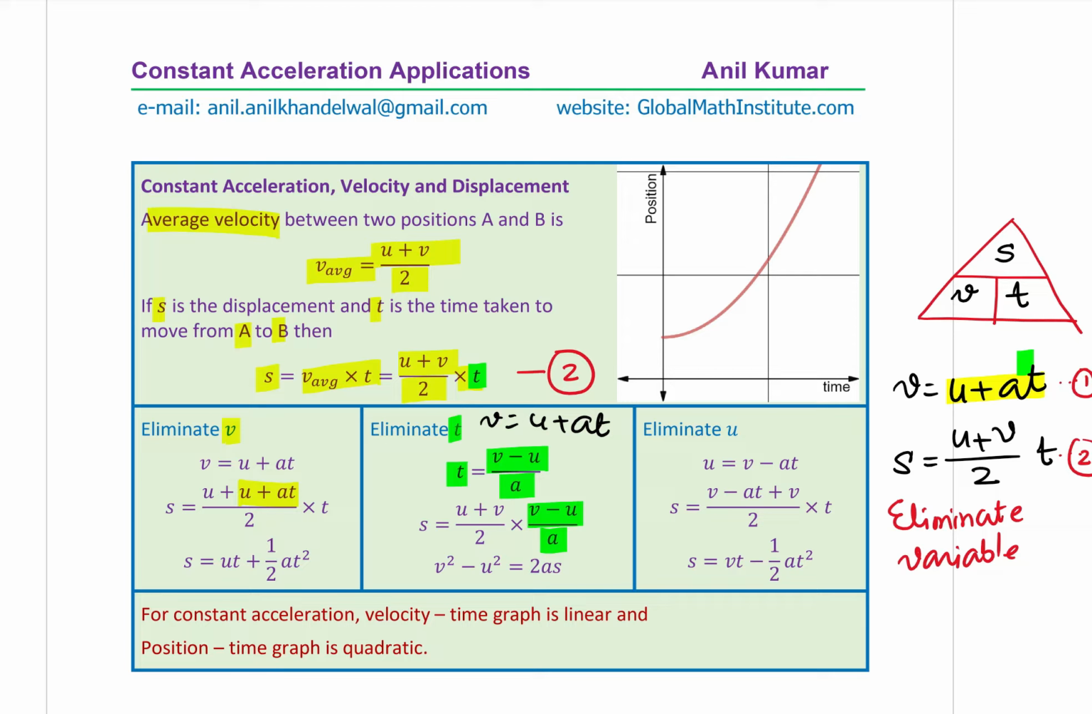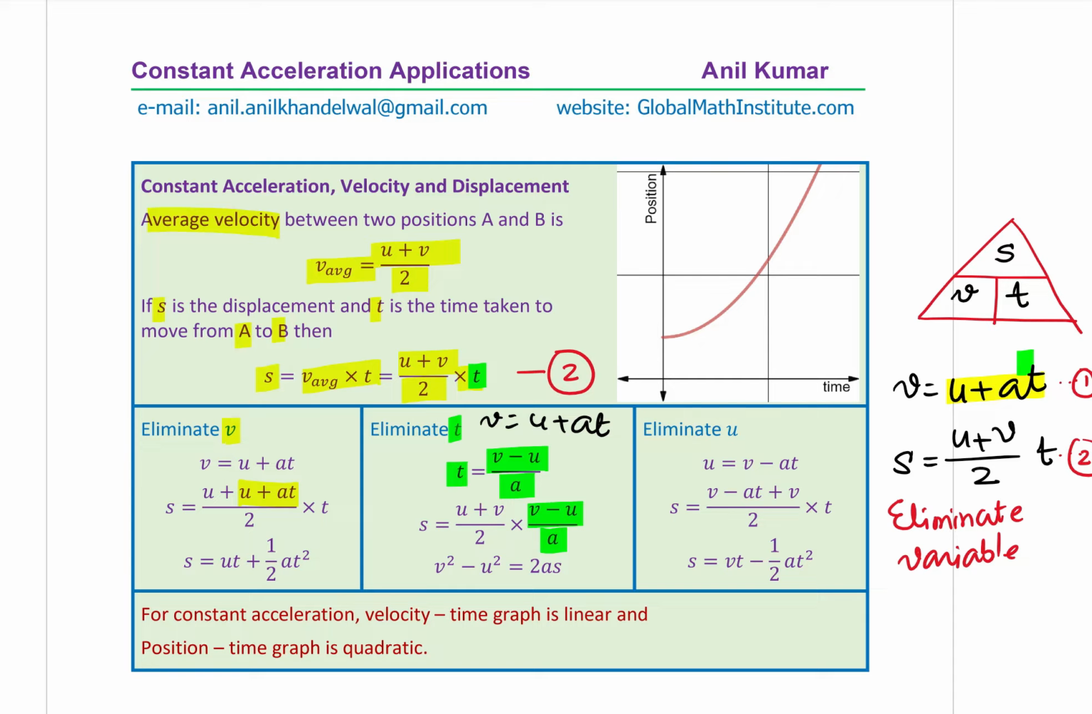When you multiply, you get difference of squares. u plus v times v minus u will give you v squared minus u squared, and then cross multiply with 2a and s, you get 2as. Perfect. So a few steps which I missed here, I would like you to complete those steps. So we get another formula here, which is v squared minus u squared equals to 2as, correct?